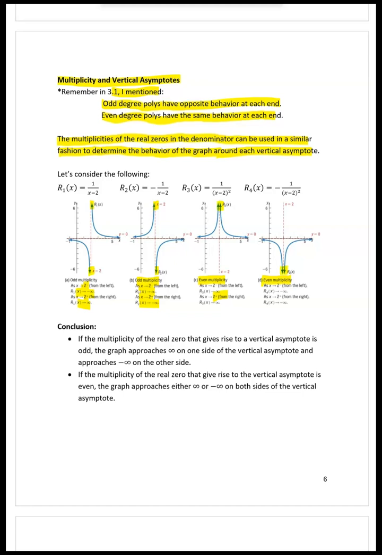Okay? So here's the conclusion. If the multiplicity of the real zero that gives rise to the vertical asymptote is odd, the graph approaches positive infinity on one side of the vertical asymptote, and it approaches negative infinity on the other. That's if it's odd. If the multiplicity of the real zero that gives rise to the vertical asymptote is even, then the graph approaches either positive or negative infinity on both sides. Okay.